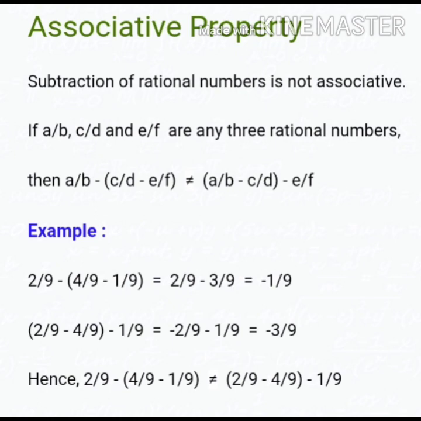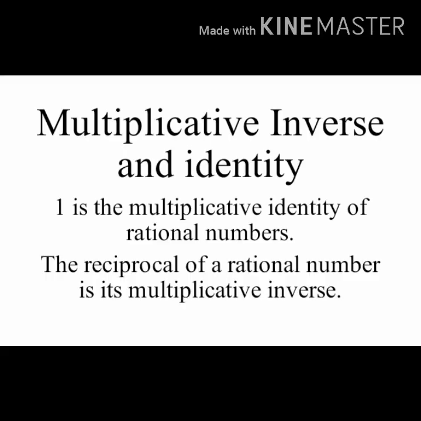For the second time, we will put the first two values into brackets. First of all, we will solve the first two values. The answer will be minus 2 over 9. Then we will solve minus 2 over 9 minus 1 over 9. The answer will be minus 3 over 9. So that means subtraction of rational numbers is not associative because the answers of the left hand side and right hand side are not equal. Next, we will discuss the properties of multiplication.